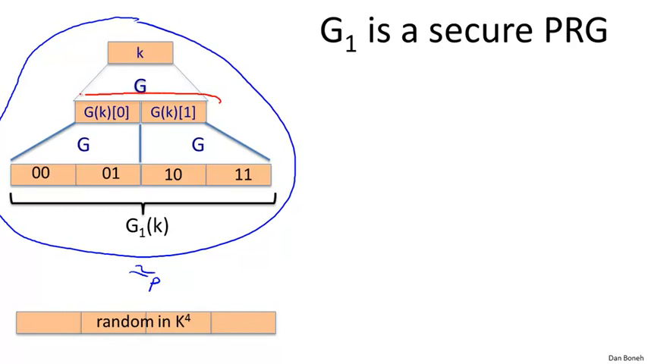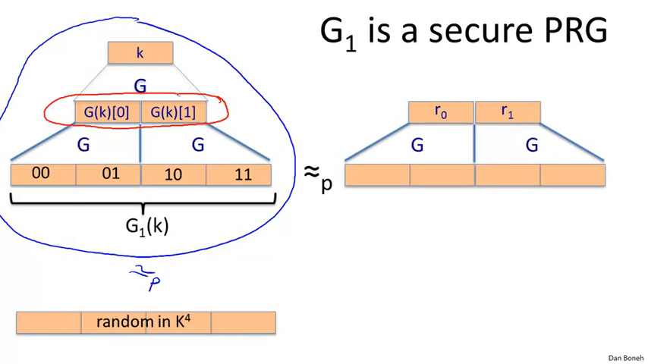Therefore, in fact, the output of the first level is indistinguishable from random. In other words, if we replace the first level by truly random strings, truly random picked in the key space, then no efficient adversary should be able to distinguish these two distributions. In fact, if you could distinguish these two distributions, it's easy to show that you would break the original PRG.